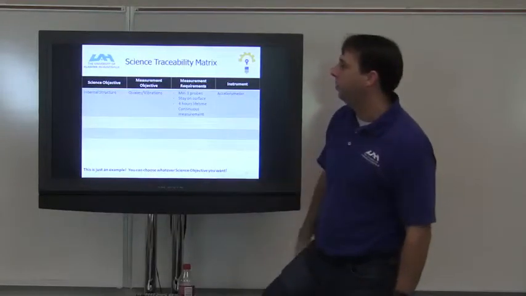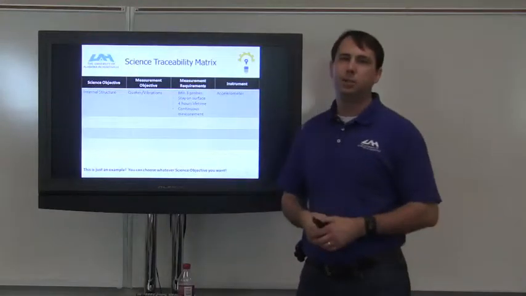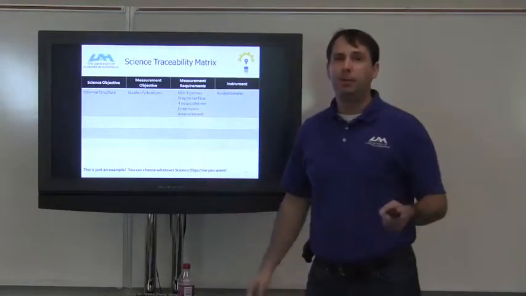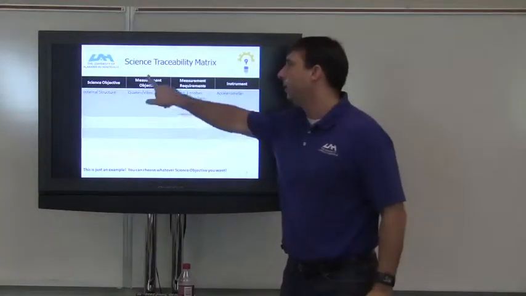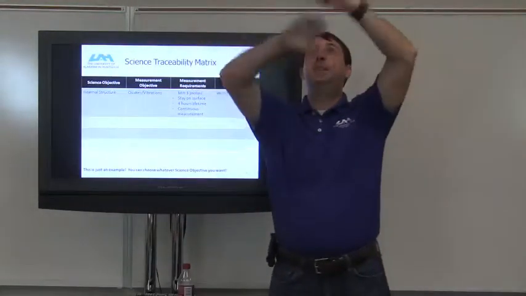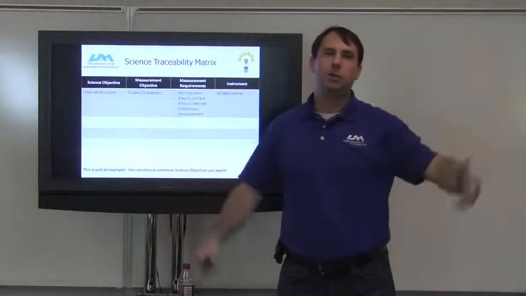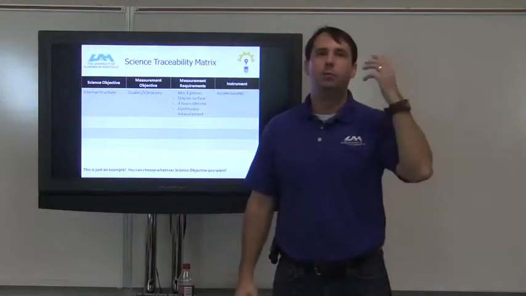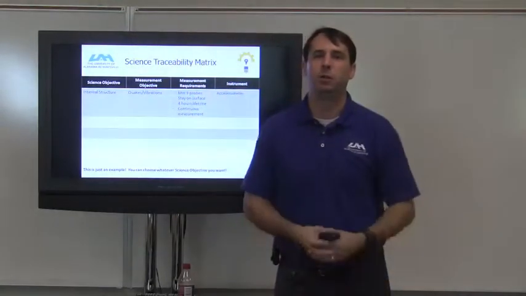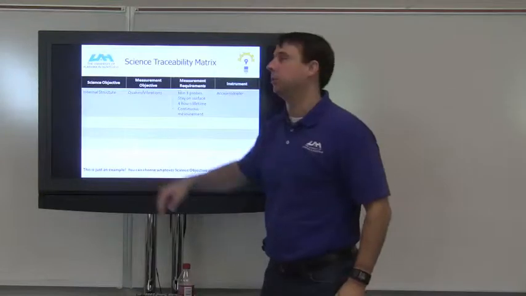As an example, I put internal structure here. And it's because it's an interesting measurement, and mainly because of the second column here, measurement objective. The first column is science objective. What is the big science question that you're asking? We want to know what is the internal structure of Europa. That's your big science question. What's the internal structure of Europa? And so internal structure is your science question.